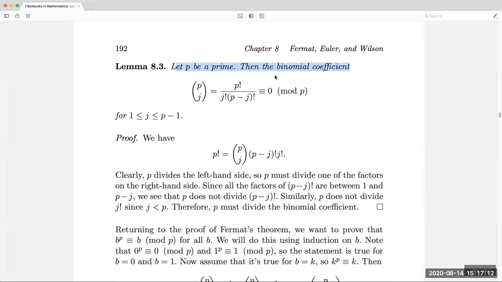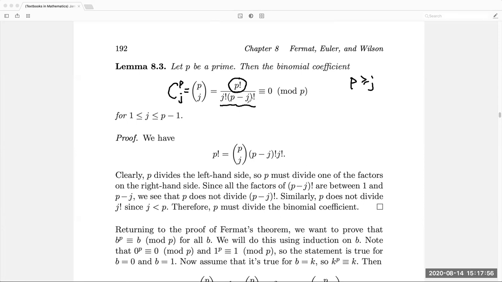So let P be a prime number, and consider the binomial coefficient. Now this one is C(P, J), okay? Now you can see that J is smaller than P, by definition. J is smaller than or equal to P minus 1. Then what you can see is that P is a prime number, but in the numerator there is no factor of P. That means J is smaller than P, then J factorial doesn't have a factor of P.